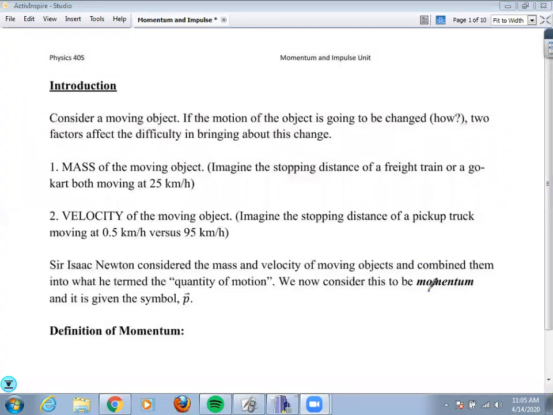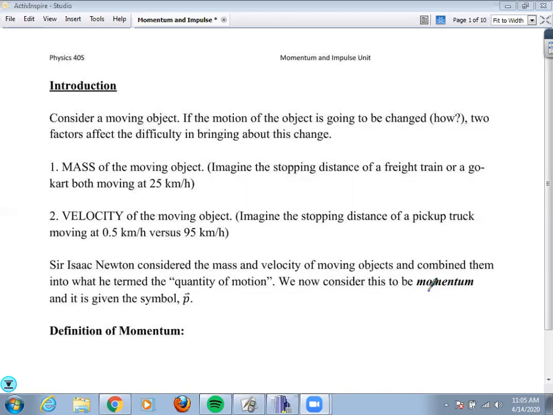All right, so in today's lesson, we're going to be learning about momentum and impulse. In your textbook, we're looking at chapter 7 called linear momentum. We are getting towards the end of our look at mechanics and the study of motion. And momentum is a special quantity of motion that was designated by Sir Isaac Newton.